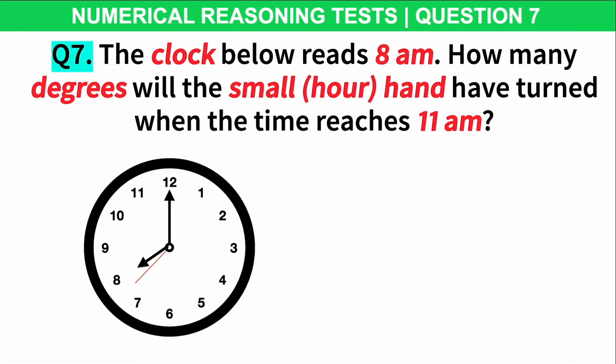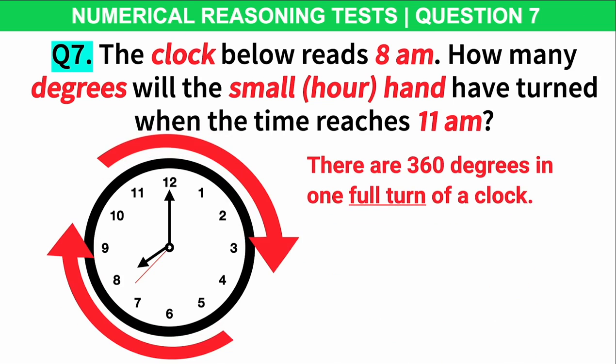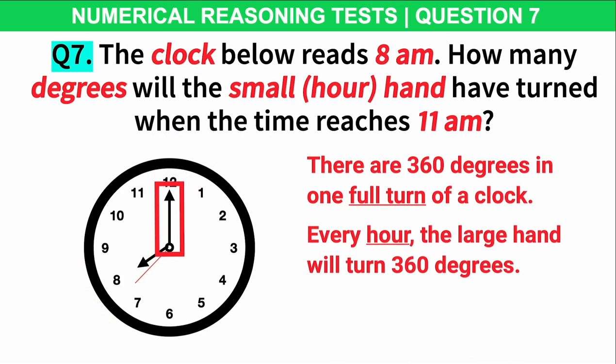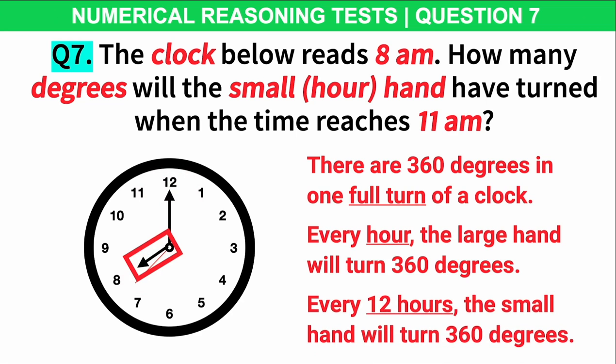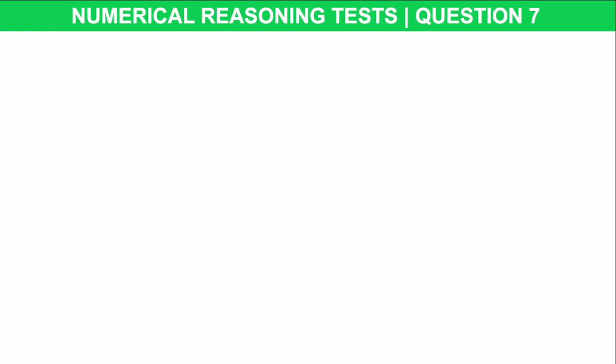Well, to work this out, it's a very simple formula. There are 360 degrees in one full turn of a clock. So every hour, the large hand will turn 360 degrees. Therefore, every 12 hours, the small hand will turn 360 degrees also. So knowing that, we can easily work out the answer to this question.